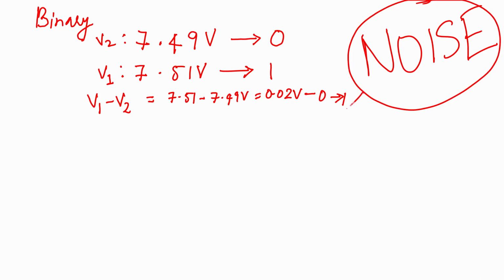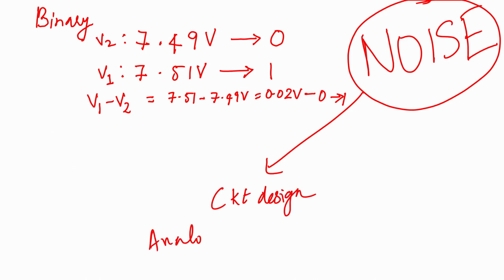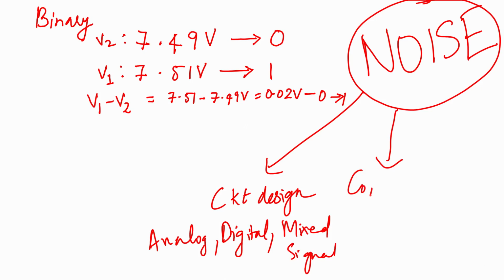Noise comes in circuit design, let us say analog, digital, and also mixed signal design, which is where both come. Noise is an important parameter in communication systems, because we have to take into account the noise level and the noise background in our communication channel. Okay. Noise is an important concept in signal processing.